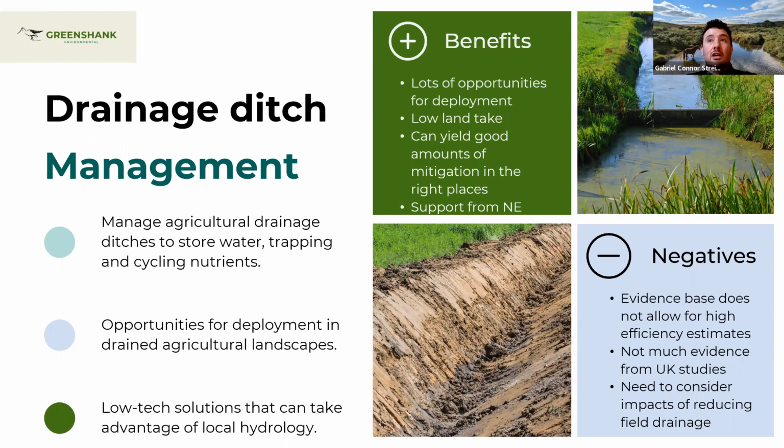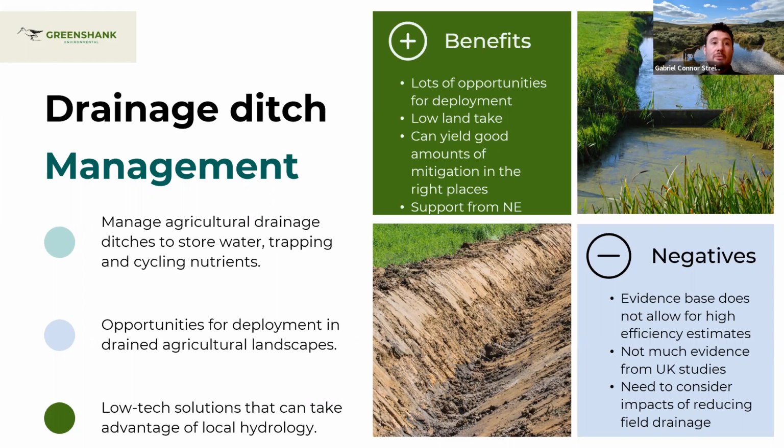So the next type of scheme that we're looking to deploy is what we call drainage ditch management. This is another one of our nature-based solutions that is quite similar to the previous solution, engineered log jams. Effectively, what we're looking to do is manage agricultural drainage ditches, store water within the agricultural landscape, and again, promote those processes that trap and cycle nutrients.